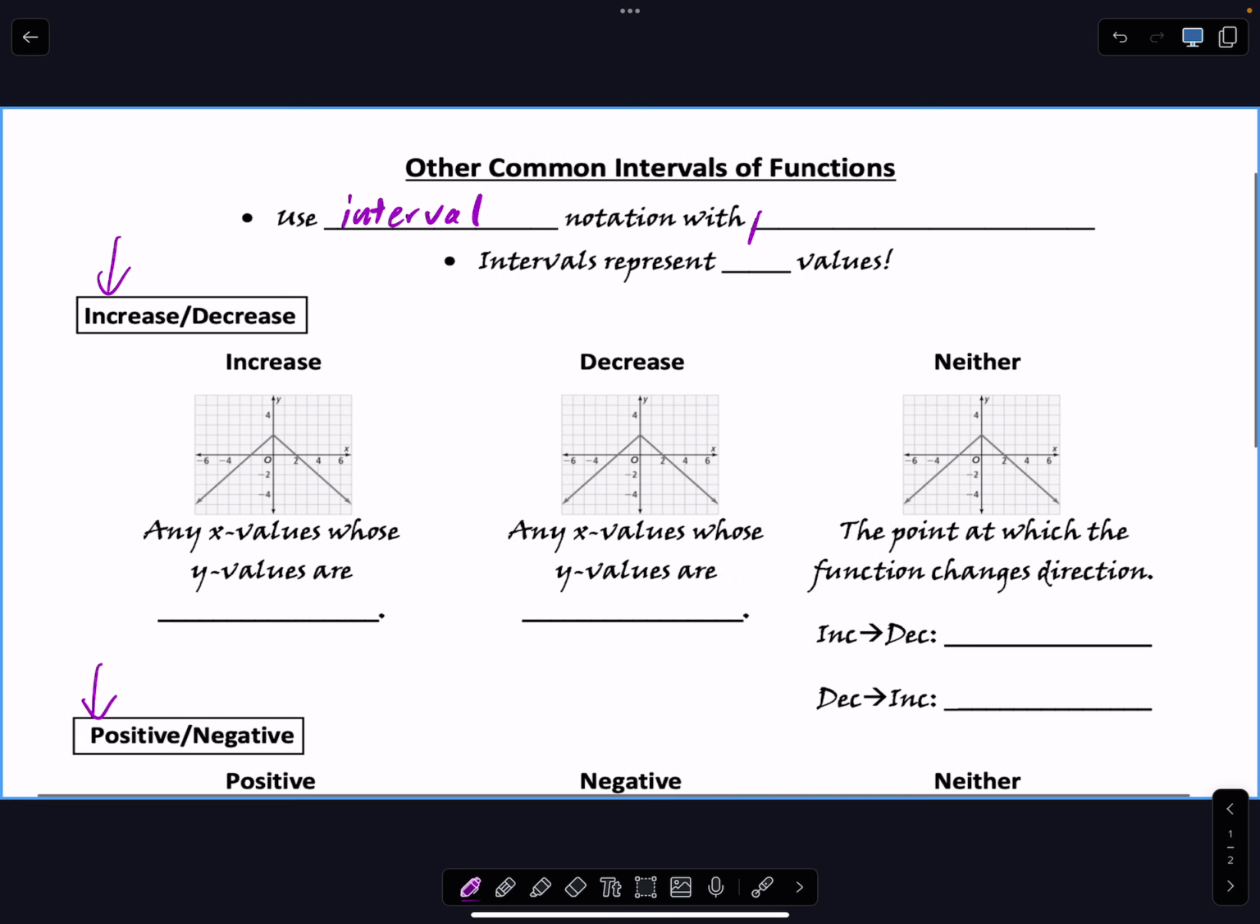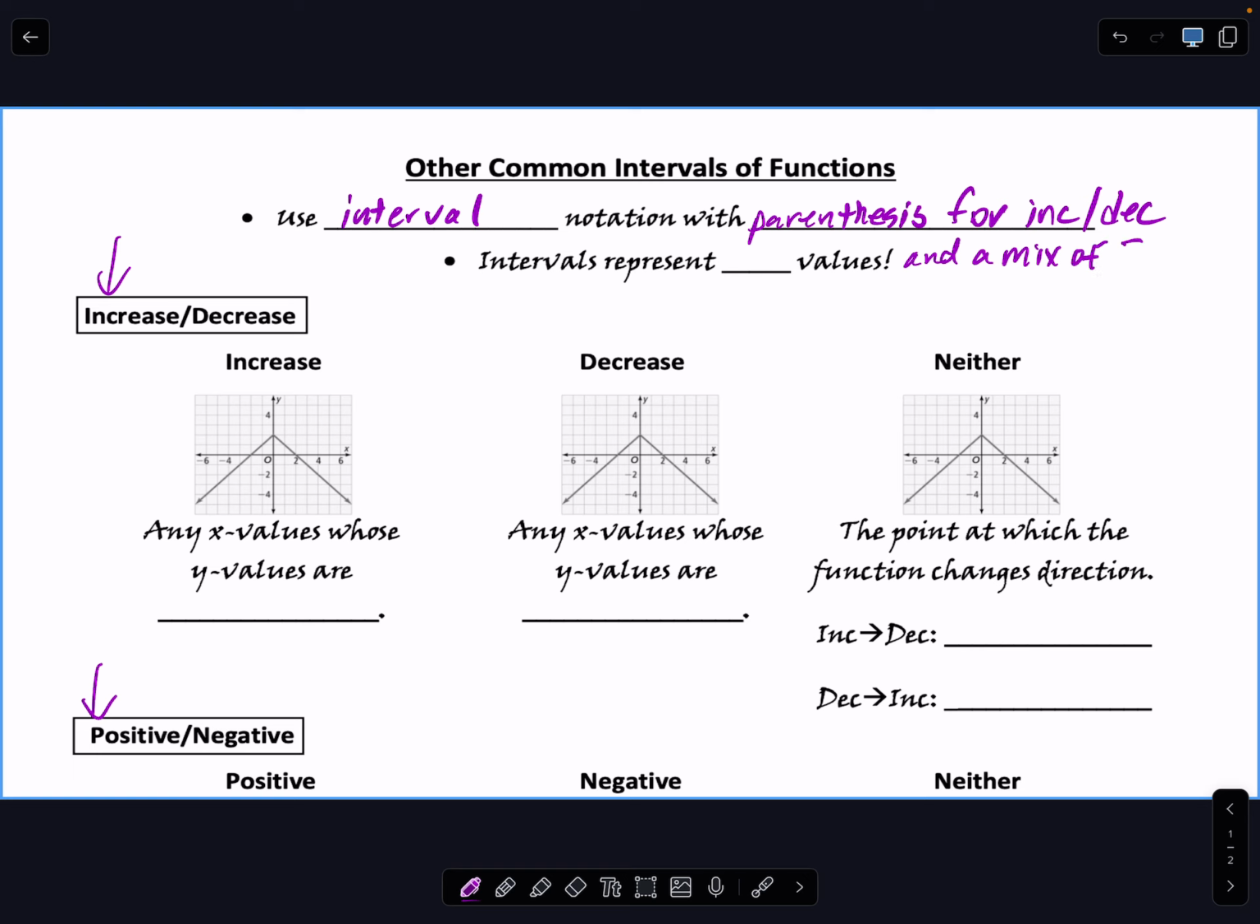notation with parentheses for increasing and decreasing intervals. You'll see me abbreviate that INC DEC. And you'll be using a mix of parentheses or brackets for positive, negative intervals. You use a lot of parentheses in positives and negatives, but there are occasions where you have to use a bracket.